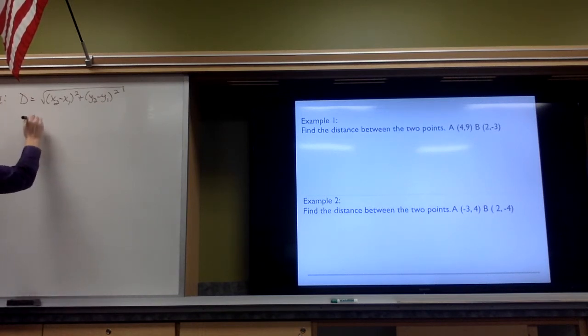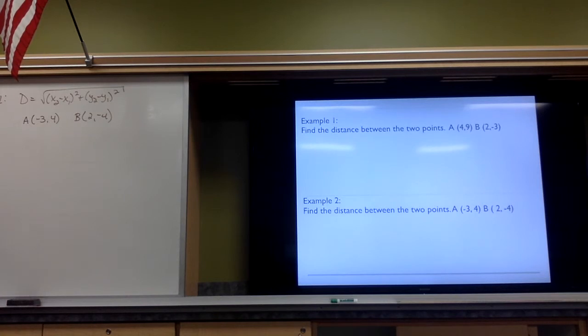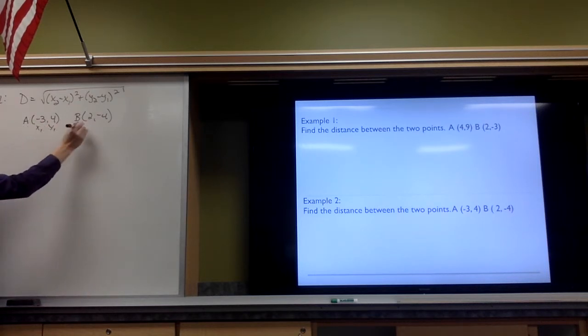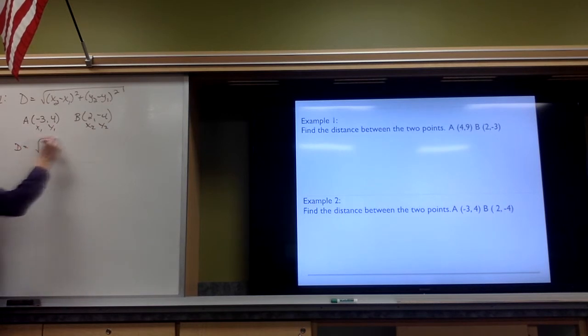So this time, A is going to be at negative 3, 4. B is at 2, negative 4. Okay? And I want to find the distance between those 2 points. So I'm going to label. There's my first. There's my second point. Doesn't matter which is your first or second. Your work will look a little different than someone else who labeled it differently. But you're going to get the same answer. Okay? Now, let's go ahead and substitute.